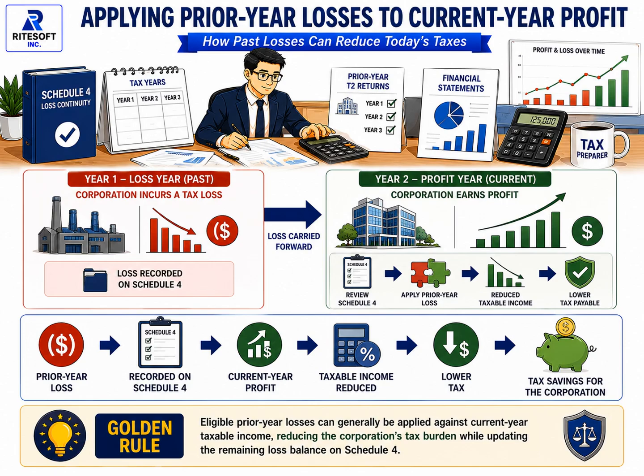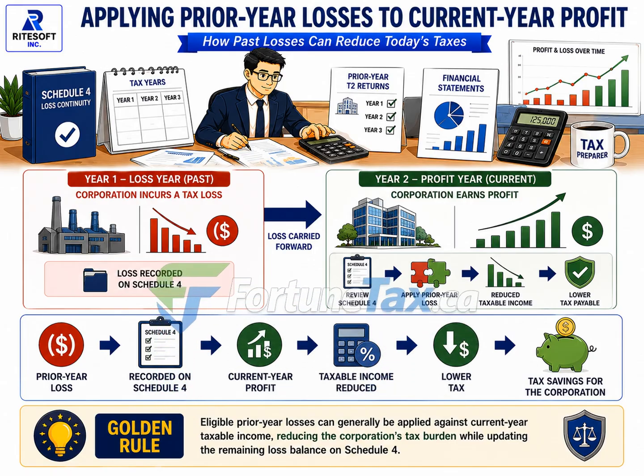First, the corporation incurs a loss in an earlier year. That loss is recorded and tracked on Schedule 4. Later, when the corporation earns a profit, Schedule 4 is reviewed. Eligible prior year losses are then applied to reduce the current year's taxable income. Finally, the corporation pays tax only on the remaining taxable income after the loss has been applied.